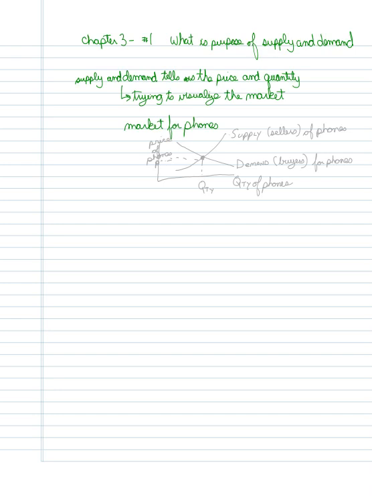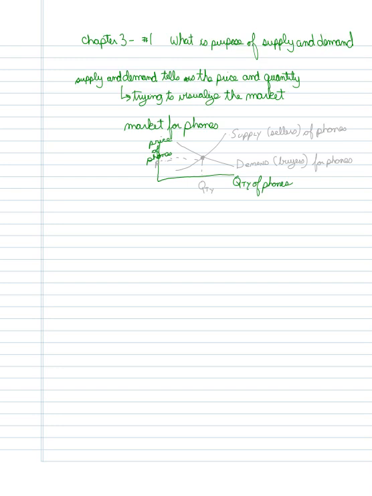Now, in this market for phones, just to give you an idea of what we're going to be doing in this chapter, we're going to create something with an X and Y axis. And on our horizontal, which in this case is our X-axis, we're always going to have the quantity of the product. And on the Y-axis, we're going to have the price of the product.